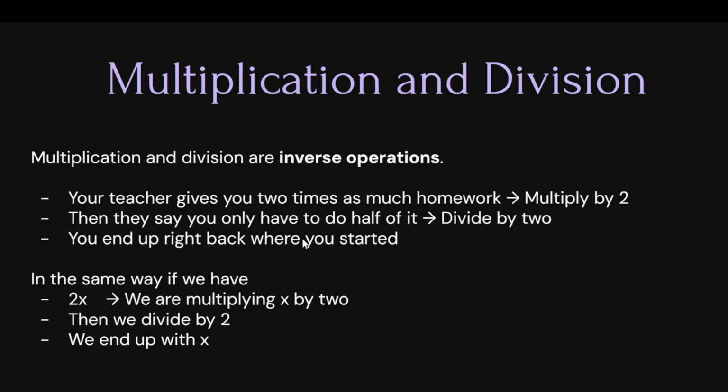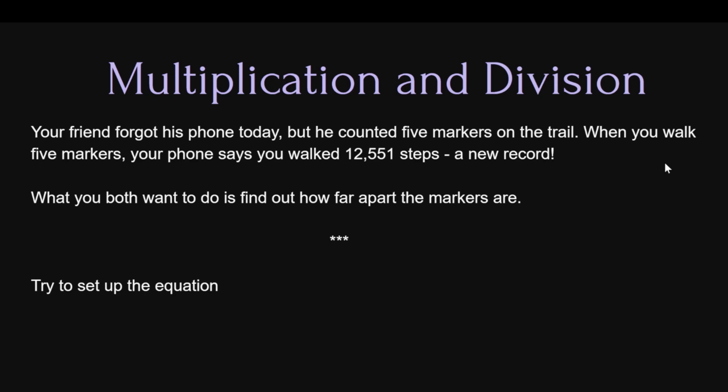Then they say you only have to do half of it. So we divide by 2. And you end up right back where you started, right? So we multiplied by 2, then we divided by 2, and we ended up right back where we started. So in the same way, if we have 2x, so we multiply x by 2, then we divide by 2, we end up with x. So let's look at how we can use that similar to addition and multiplication.